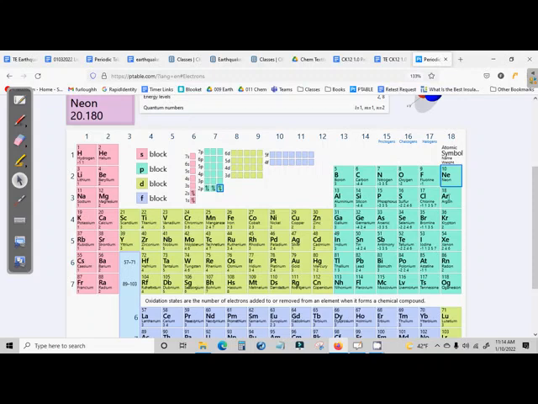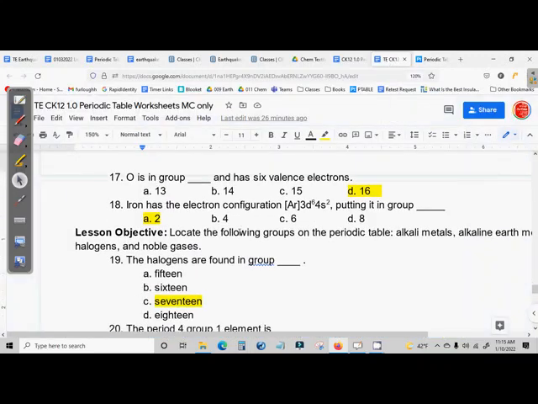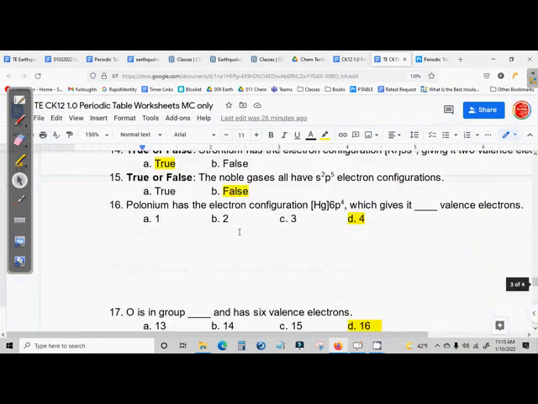If we look at argon, okay, 3s is full, 3p is full. We look at krypton, okay, the 4s and the 4p are full. We look at xenon, the 5s and the 5p are full. Radon, 6s, 6p, full. Oganesson, okay, 7s and 7p, full. Okay, so they don't need to gain, lose, or share electrons because they are ready to go. All right.